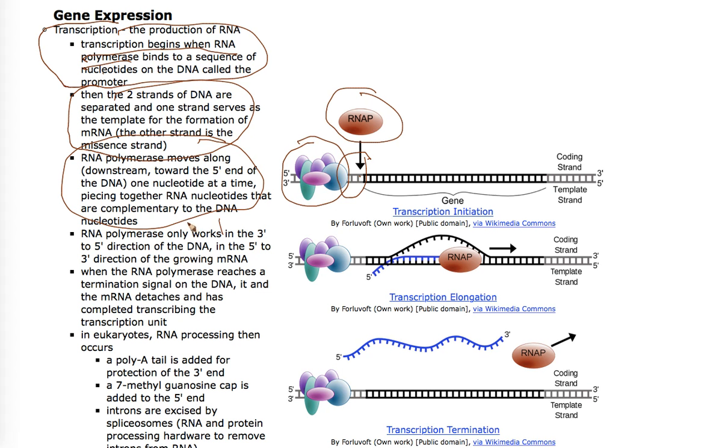RNA polymerase, again, only works in the 3' to 5' direction, but remember, nucleotides don't fit together parallel to each other. They're anti-parallel. So when the RNA is made, it's actually made in the 5' to 3' direction. You'll see that in the animations coming up. Ultimately, when the RNA polymerase reaches a termination signal on the DNA, it will release from the DNA. And at that point, what you end up with is a piece of RNA, which is this blue string here.